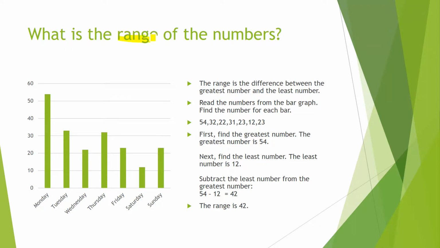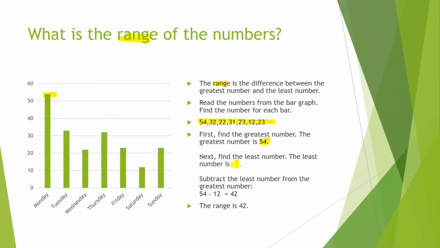Now is the range. First I will explain again what the range is. The range is the difference between the greatest number and the least number. This is the graph, and we can take the same example of the pizza sales. Suppose on Monday approximately 54 pizzas are sold. On Tuesday 32, and then 22, and so on. You should know how to read the graph first. There are 7 numbers. The greatest number is 54 and the least number is 12.